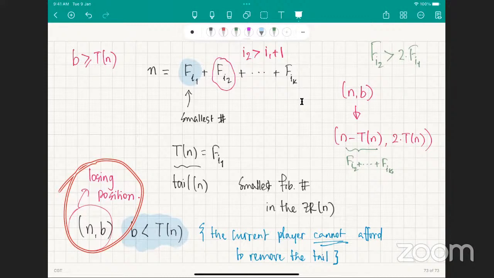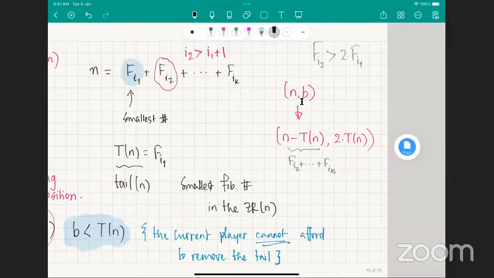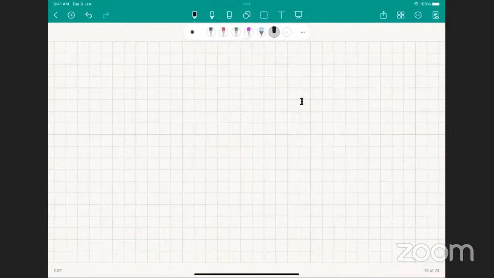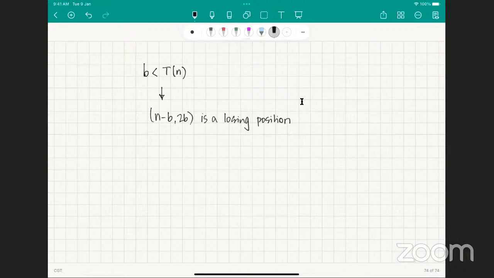So there are a couple of claims that I will write down explicitly without proof, which will account for the correctness of what we are saying here. What we want to say is that if the budget is smaller than the tail, then, sorry, I think I got that mixed up. I want to say that this is a winning position. This is what I said earlier.